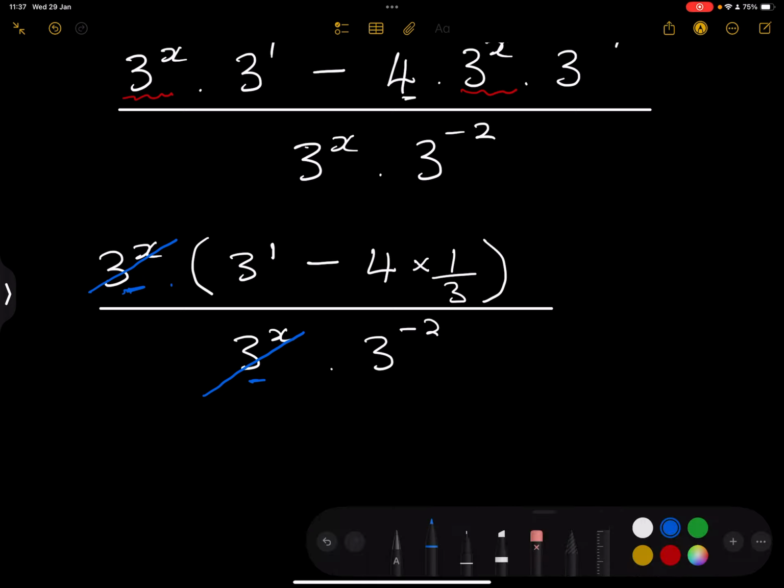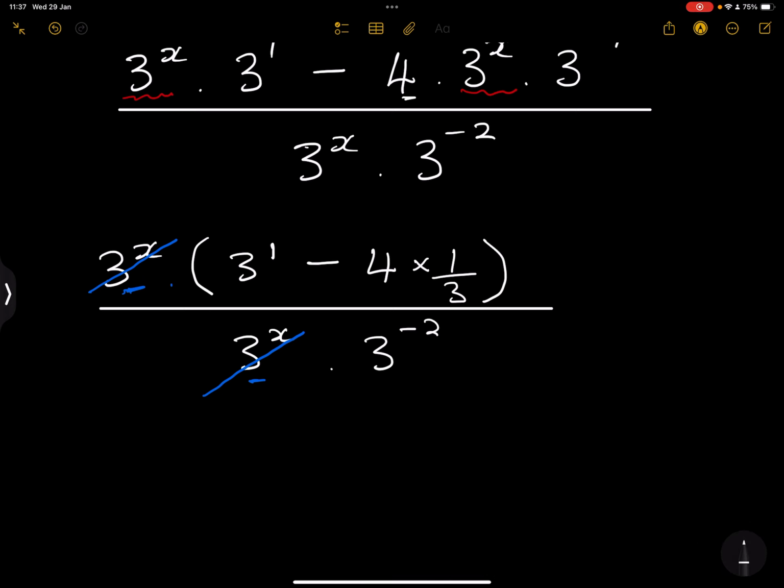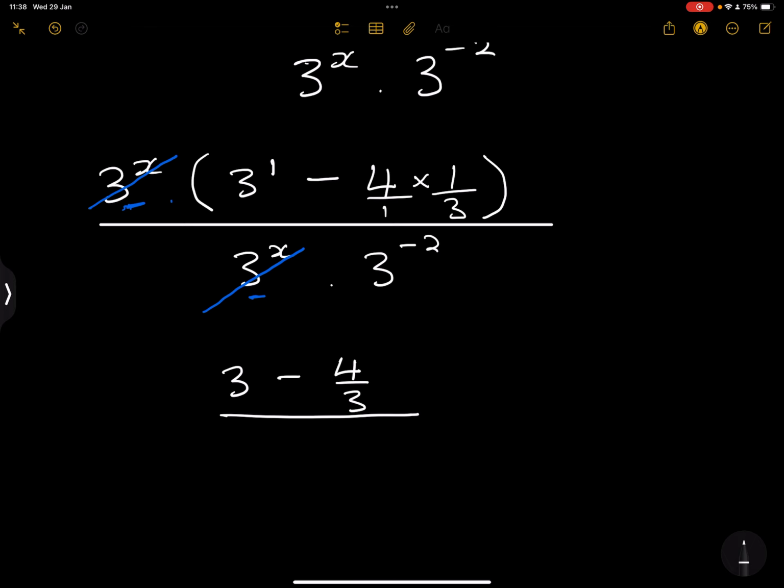Okay, now what are we left with? We are left with 3 minus 4 over 3. Okay, 4 over 1 times 1 over 3. That will give us 4 over 3 divided by, right, we've got 3 squared, which in this case, 3 to the power minus 2 rather, which can be written as 1 over 3 squared, and 3 squared is 9. Okay, right, now ladies and gents, you can make this simpler for yourself. You can put this in the calculator, but I want us to learn to also just do this in this case in the simplest way possible.